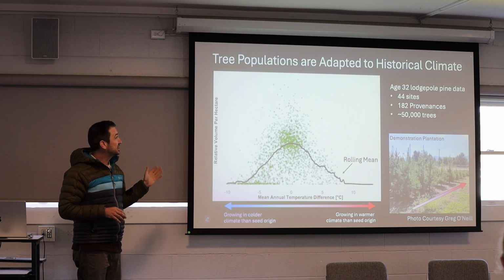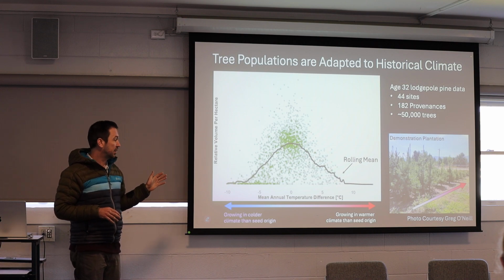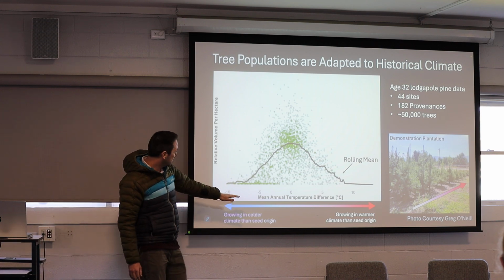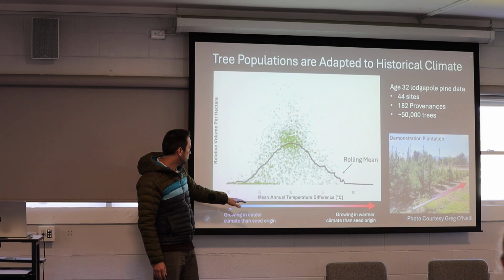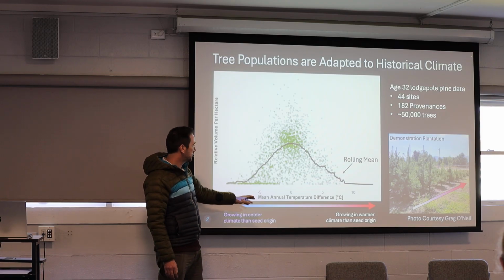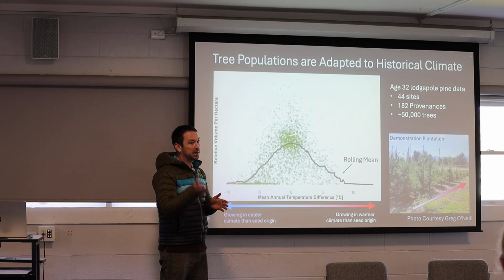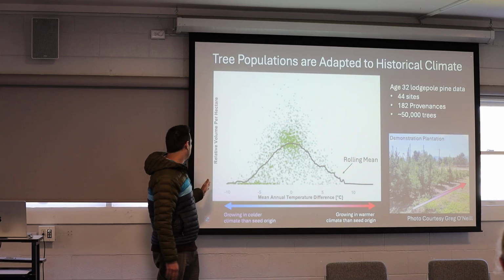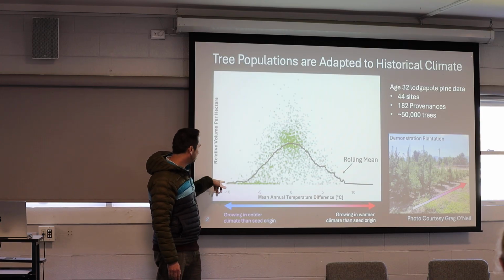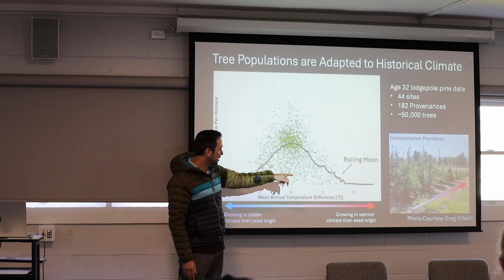The tree populations tend to be adapted to the historical climate that they're found in. So we've got on the x-axis here transfer distance for mean annual temperature. So this is site climate minus seed source climate. And then we've got relative volume factor. And then this black line is just a rolling mean.